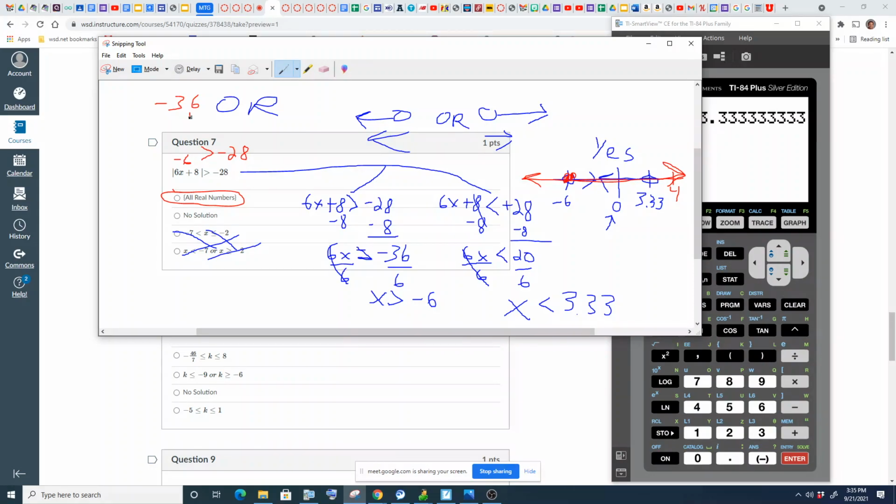And then negative 36 plus 8 is going to be negative 28. But remember, we're doing the absolute value of that. And so the absolute value of negative 28 is positive 28. Which is indeed, positive 28 is greater than negative 28. So look at that. They all work. All solutions. Nice.